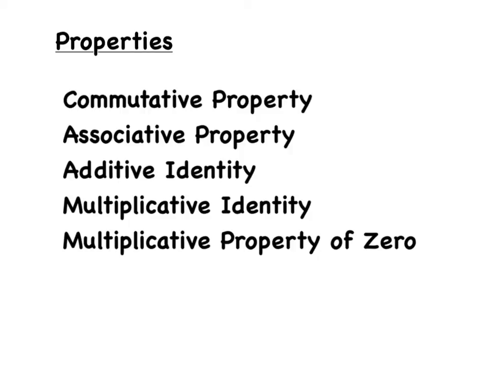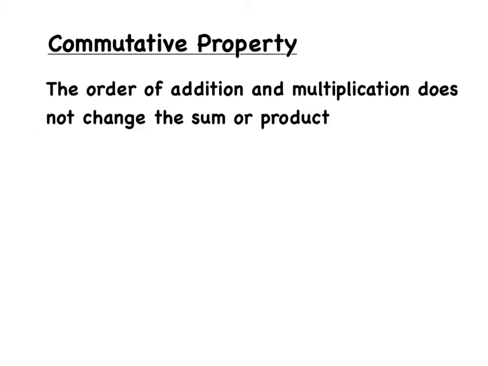The 2 most important ones, which will come up time and time again, are the commutative property and the associative property. The commutative property basically states the order of addition and multiplication does not change the sum or product. Does not change it. For example, algebraically, you can look at it as A plus B is equal to B plus A.